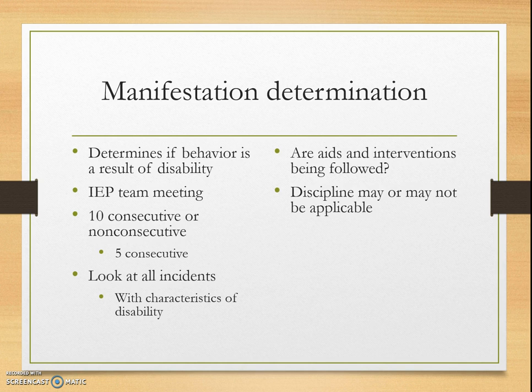Manifestation determination. A manifestation determination determines if a behavior is the result of a disability. This happens with an IEP team meeting and looks at all incidences in accordance with the characteristics of a student's disability. This also sees if aids and interventions are being followed. If it is found that a student's behavior is indeed a result of their disability, discipline may not be applicable.